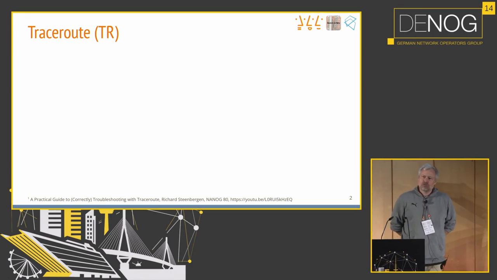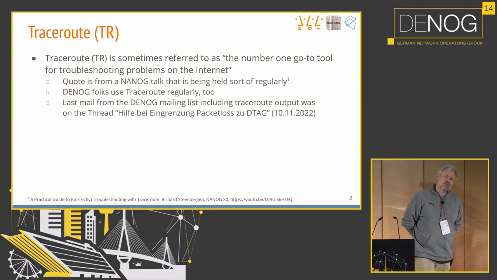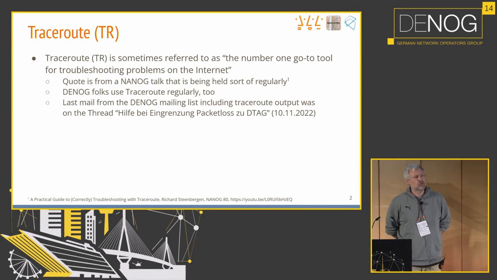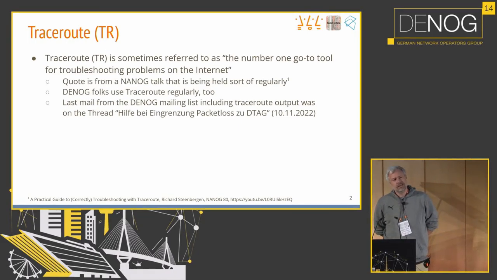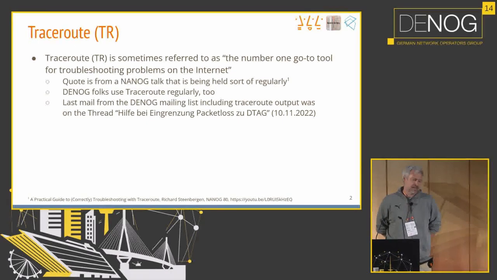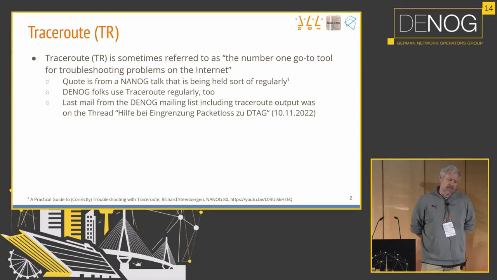So you all know traceroute. I'm not going to explain traceroute to you. You know the exact details about it. You use it regularly. But traceroute, and we talk about the public internet, not the bits of the internet that you have control over, because there you can do whatever you want, but we talk about the public internet. And traceroute is sometimes referred to as the number one go-to tool for troubleshooting problems on the internet. And that's a quote I took from a DENOG talk, which is held semi-regularly at DENOG, which is called A Practical Guide to Correctly Troubleshooting with Traceroute. And I put a video link here that was DENOG 80, where I think it was presented last time.